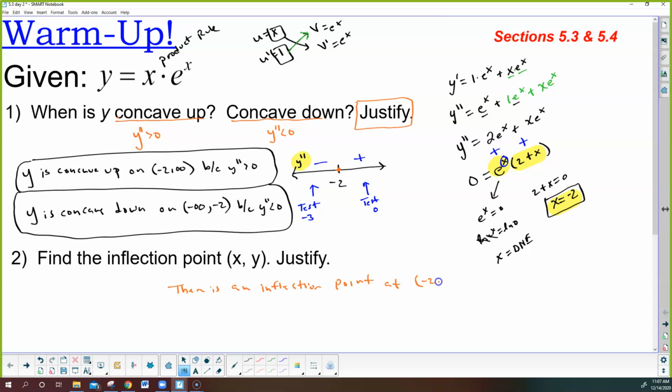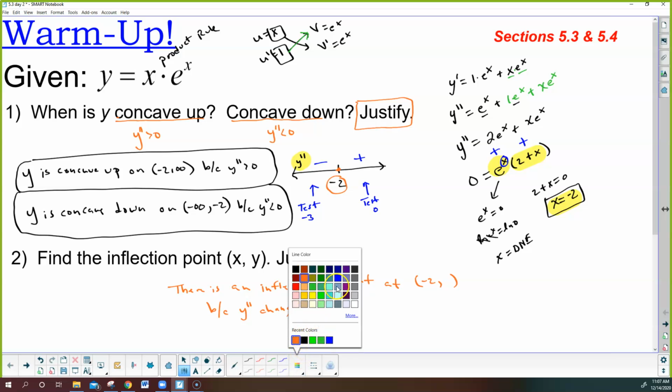We know there's an inflection point at x equals -2, right? And the reason why is because the second derivative changes signs. That's your justification. There's only one thing that's missing in this explanation.